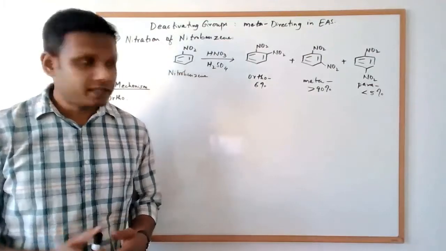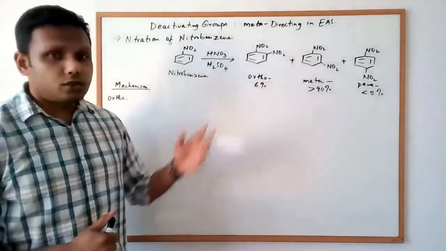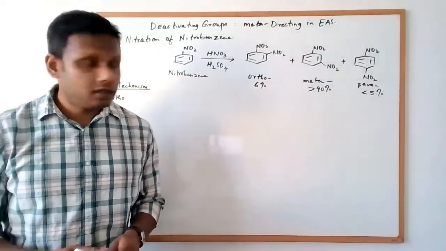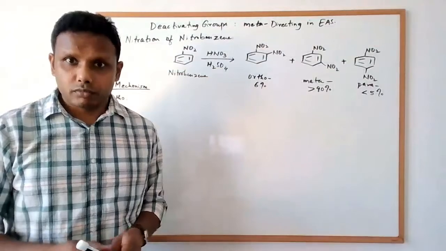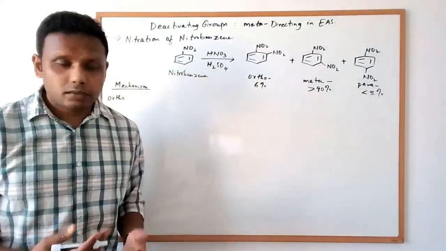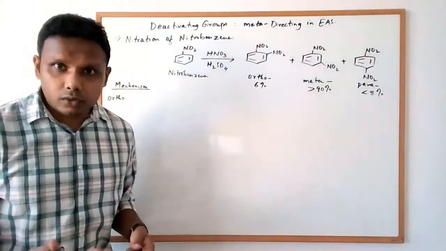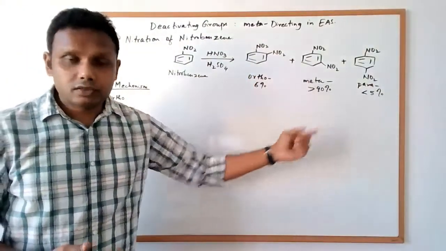In order to understand the product distribution that we see in the nitration of nitrobenzene, where the meta product is the favored product or the major product, we will have to look at the mechanism of the reaction, and we'll have to specifically look at the mechanism that leads to the formation of each of these products.